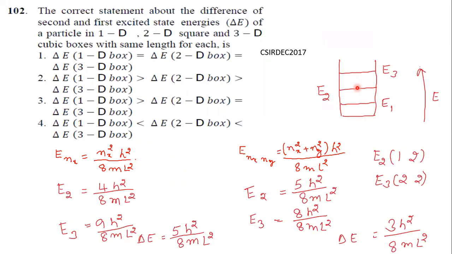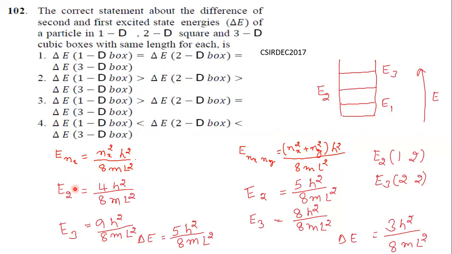So for that, we need to take the different energy expressions corresponding to 1D box, 2D box, and 3D box. This is for a particle in a 1D box, and the expression is En is equal to Nx square h square by 8 m l square, and this is for 2D box, Nx square plus Ny square, h square by 8 m l square. We need to find the energy difference between E2 and E3, as these correspond to the first and second excited states.